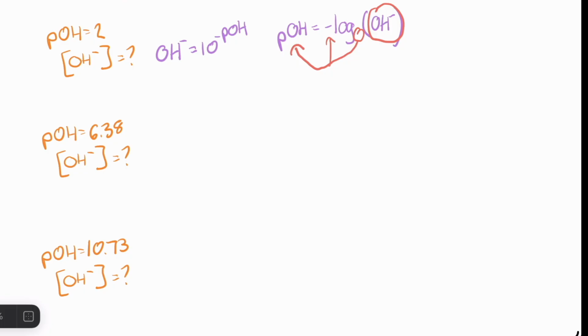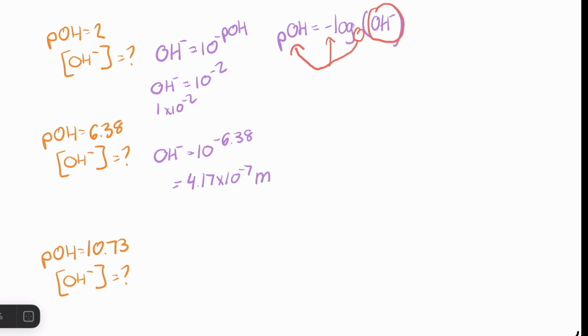If we look at this first problem, we have a pOH of 2. So OH minus is equal to 10 to the negative second power, which is just 1 times 10 to the negative second. So if you look at this one, we have a 6.38 pOH. To get the OH minus concentration, we're going to do 10 to the negative 6.38 power, and that should give us a concentration of 4.17 times 10 to the negative 7th molar.